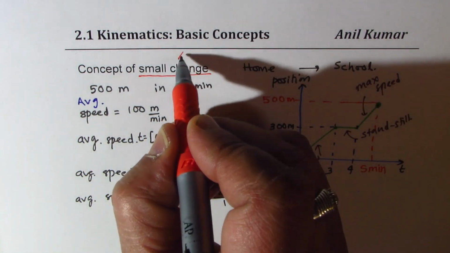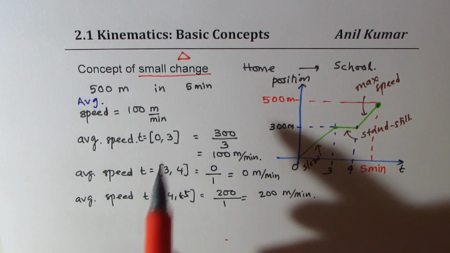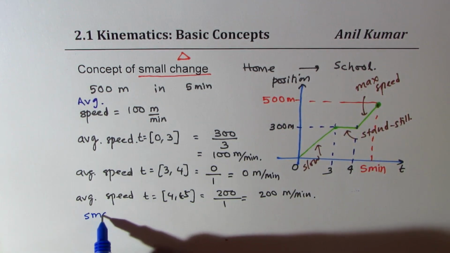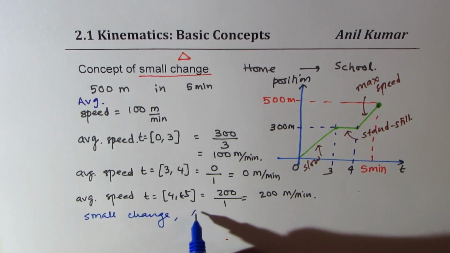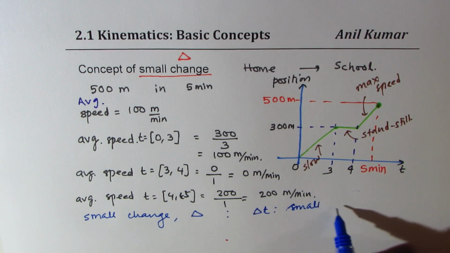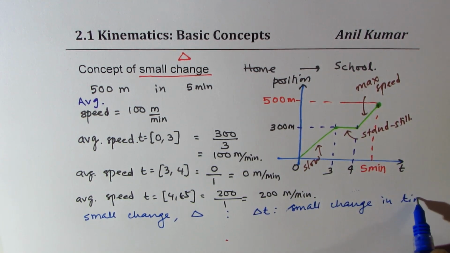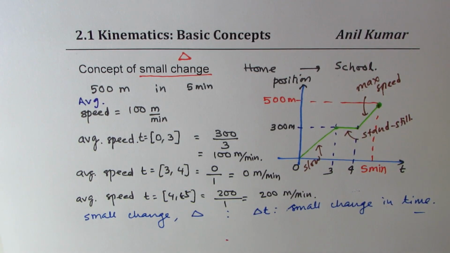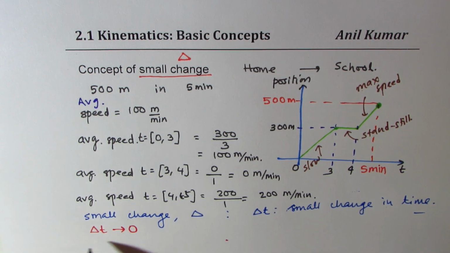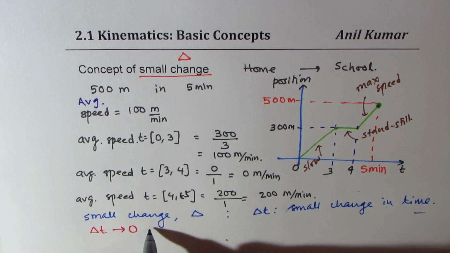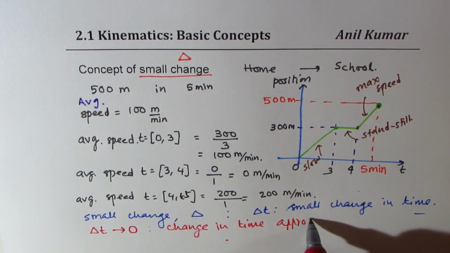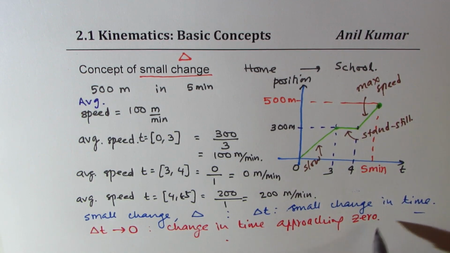Now the small change will be referred to with delta. So it could be a small change in time, or it could be a small change in any other thing, right? So a small change will be referred to as delta. So if I say delta t, it means small change in time. So we'll actually get to a very important concept of delta t approaching 0. That means change in time approaching zero. It can never be zero, but it could approach.